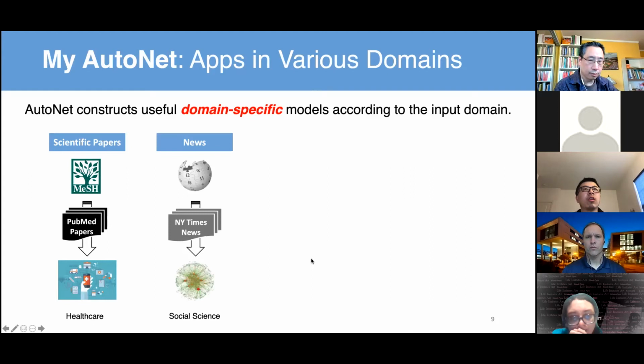With all these things, we can extract knowledge and insights that could be useful for healthcare applications. We can also look at news articles from the New York Times and use Wikipedia again to figure out who the persons are, where the locations are, and what their relationships are. Maybe we can derive some applications for social science.